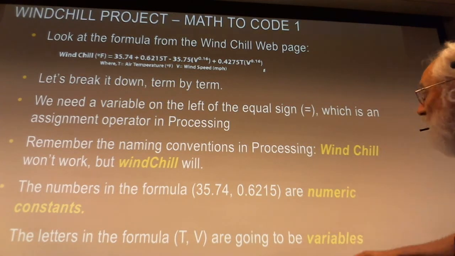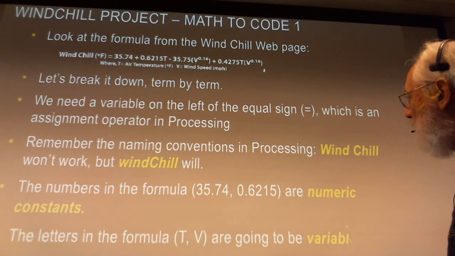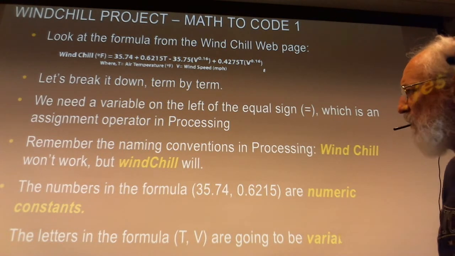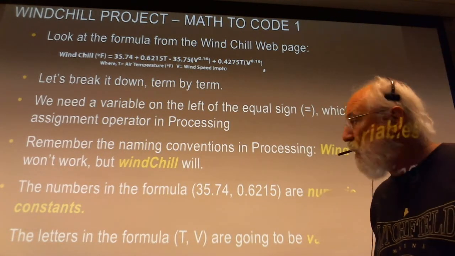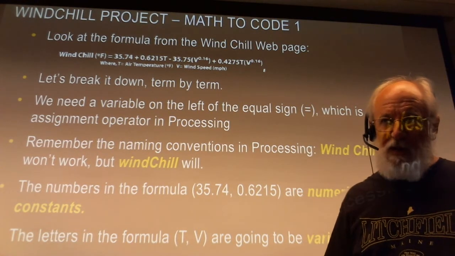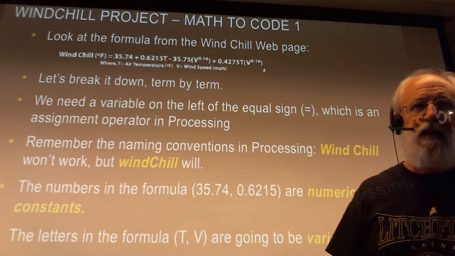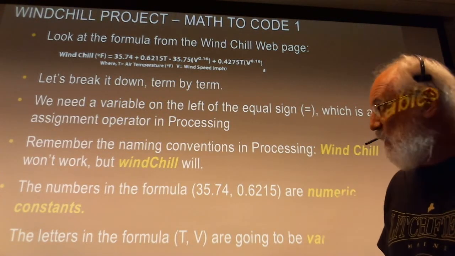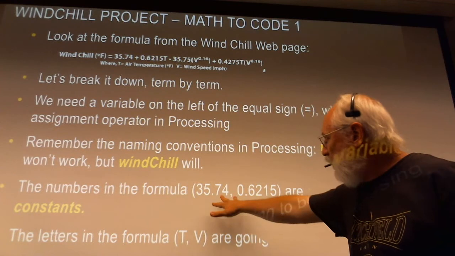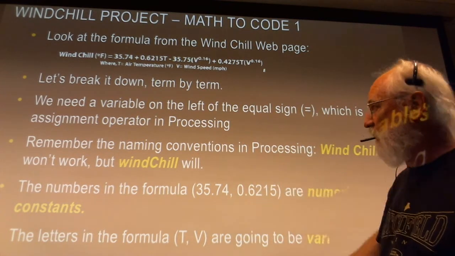Okay, the numbers in the formula, like the 35.74 and the 0.6215, those are easy. Those are numeric constants. They're called constants because while your program is running, they don't change, they don't vary. Variables do and constants don't, right? That's the easy way to remember it. Those will go into our code just like they are. We can just type them the same way they're in the formula.